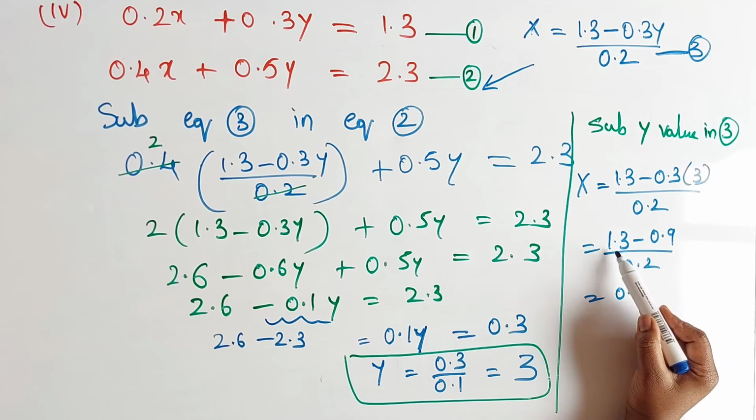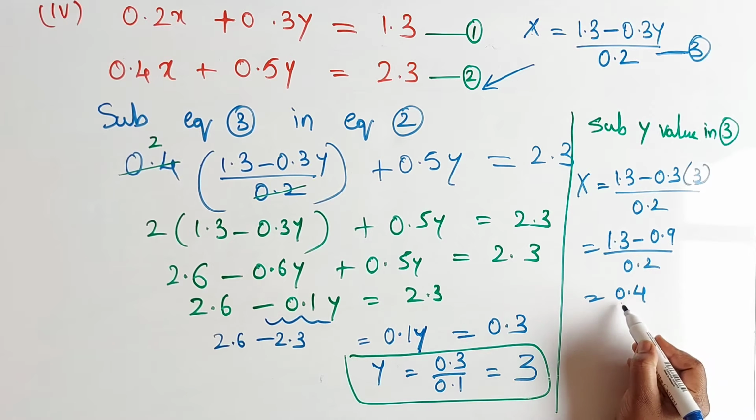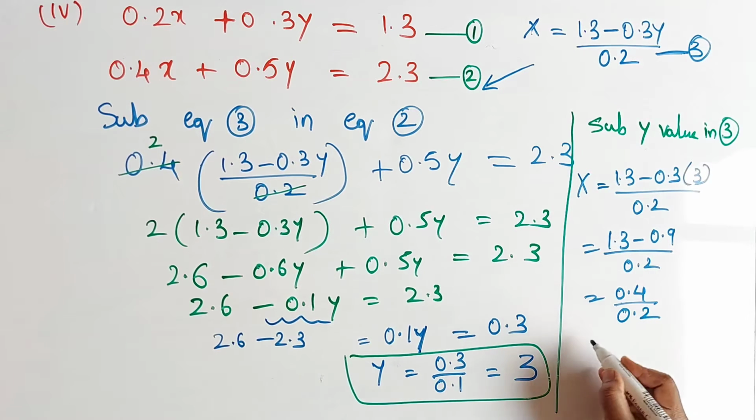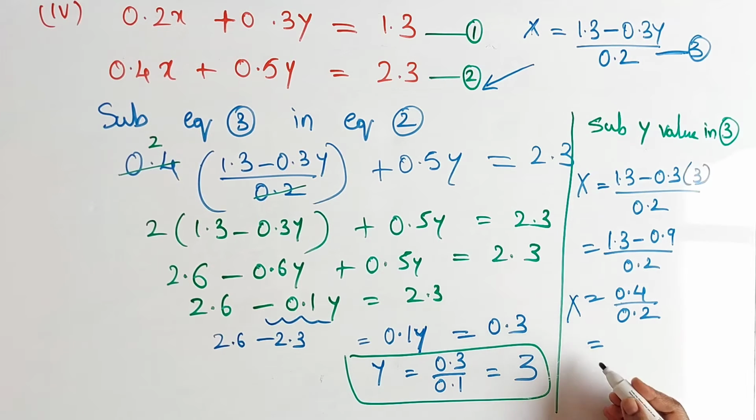You can calculate like this. 13 minus 9 is 4. We have 1 point here after one number. So here you can write 0.4 divided by 0.2. Correct, children? So x equal to 0.4 divided by 0.2, that equal to 2 is the answer. From here we can say x equal to 2, y equal to 3.